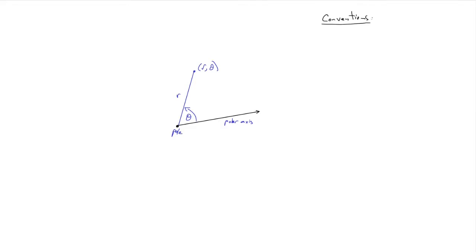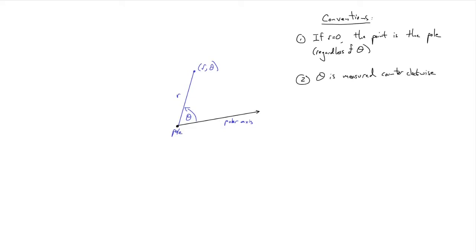We need a few conventions to make this work. The first is that if r is equal to 0, then we assume that the point is the pole, regardless of the value of theta. The second is that we measure theta counterclockwise from the polar axis, just like we do in trigonometry. And the last is that (negative r, theta) is just a way of writing (r, theta plus pi). For the example that we've been looking at, I've sketched in the approximate location of (negative r, theta).